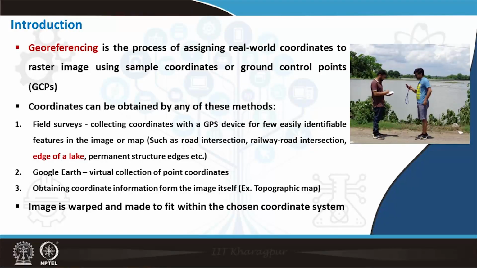Like in the figure, you can see we are taking the ground control point with the help of a GPS at the edge of a lake. So this serves as a permanent mark for collecting the coordinates. The second one is Google Earth. When the place is not accessible, you can go to Google Earth and collect the points virtually. And the last method for obtaining coordinates is from the map itself or from the image itself. For example, if we take a topographic map or a topo sheet, it has the coordinate information at the corners. So we can take the information from there.